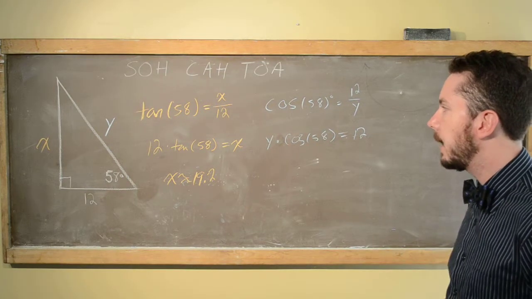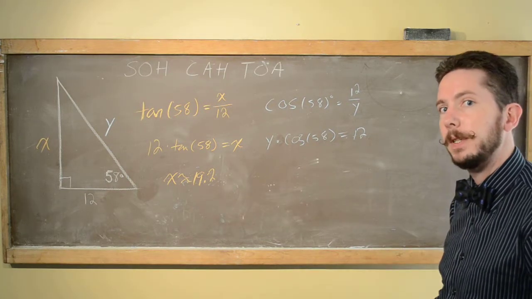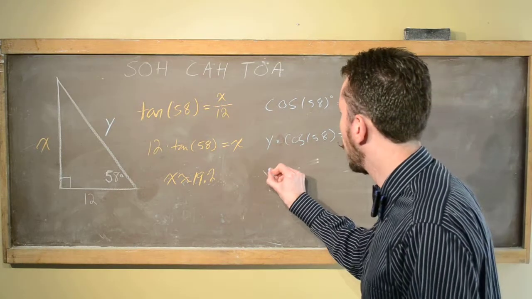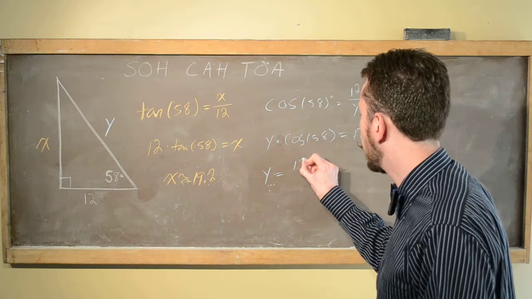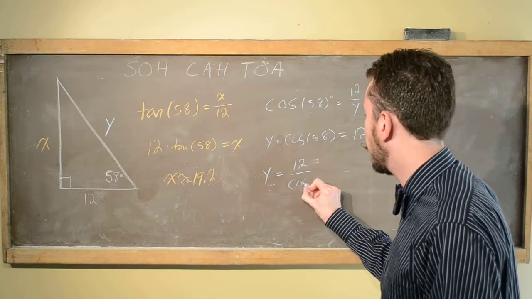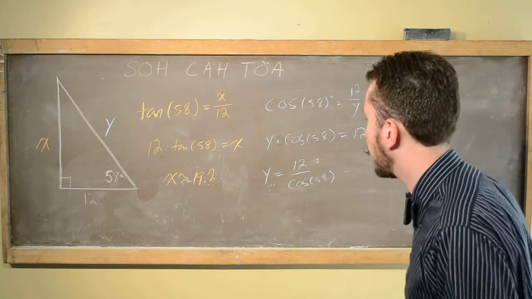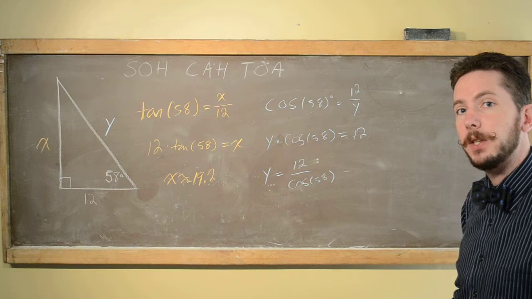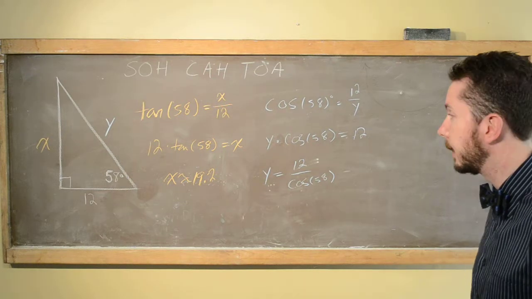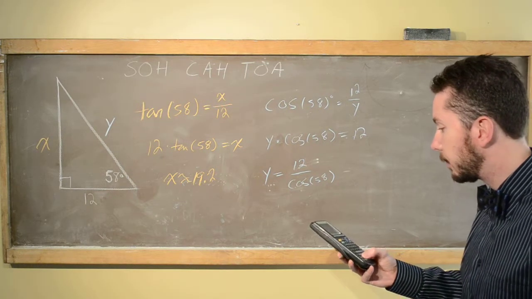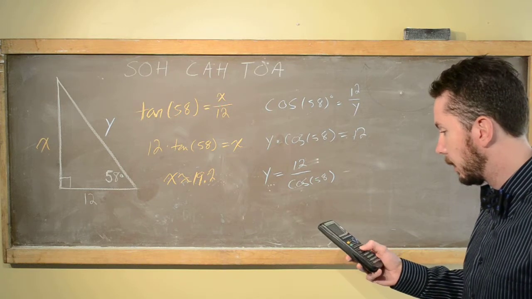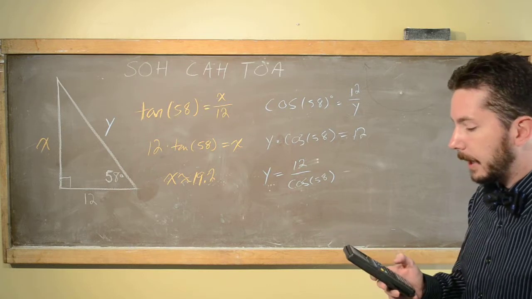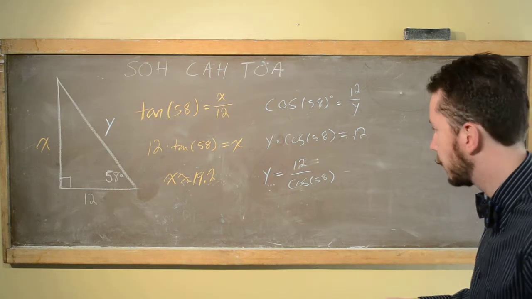I still want to know what y is, and now it's attached to this cosine 58. We'll divide both sides of the equation by cosine 58. So y is equal to 12 divided by the cosine of 58. Now we have an equation solved for y. Again, the cosine of 58 is a known value. We'll use our calculator to figure out what our answer is. So in the calculator, I do 12 divided by the cosine of 58 degrees and hit enter, and I get that this length is about 22.6 units.